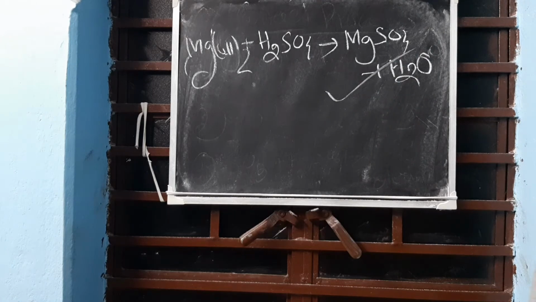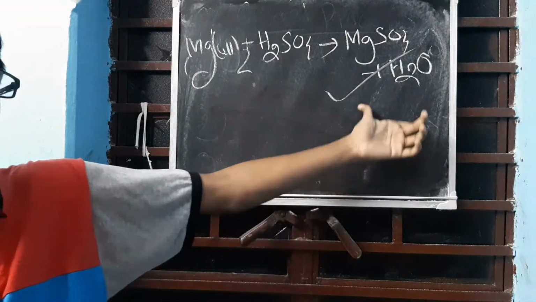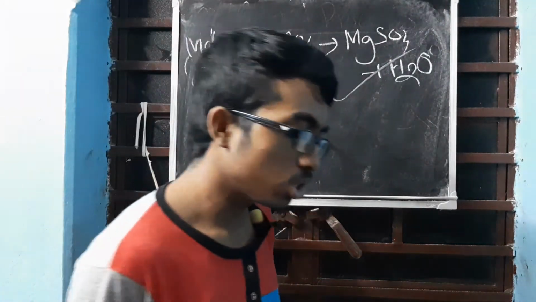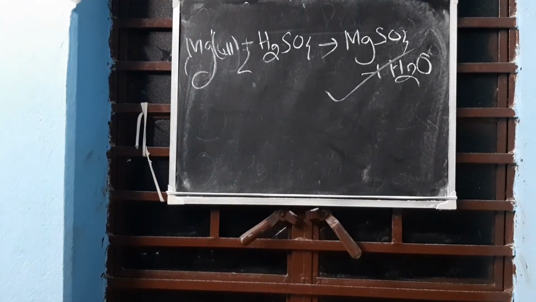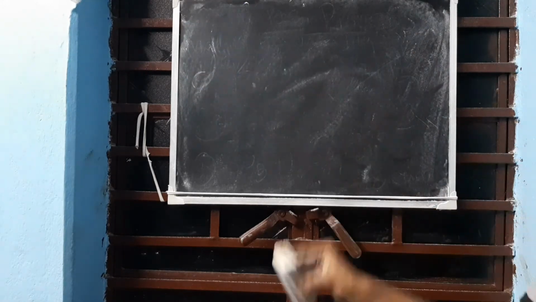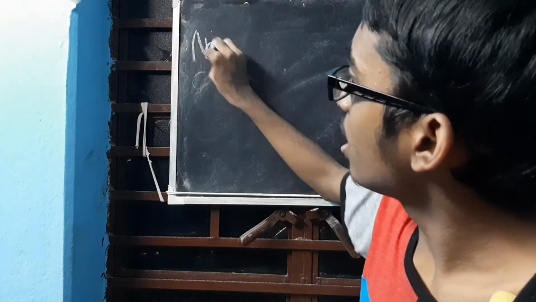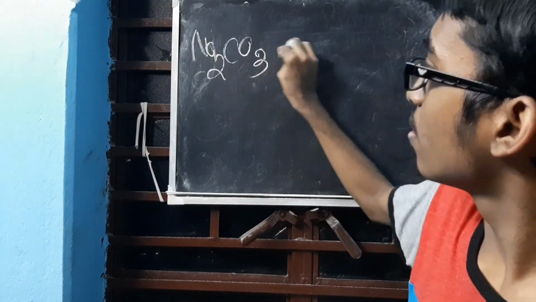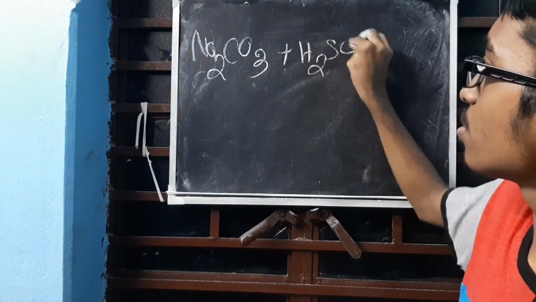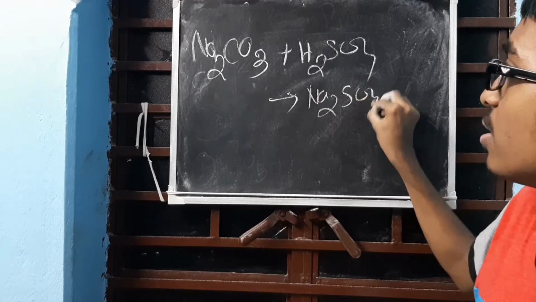Whenever it is a salt neutralization reaction, salt plus water has to be formed. Clear? Next. Instead of Mg(OH)2, if I give carbonate, then what will be formed? Suppose I give Na2CO3 and I tell you to add it to H2SO4. The formation will be Na2SO4, accepted.